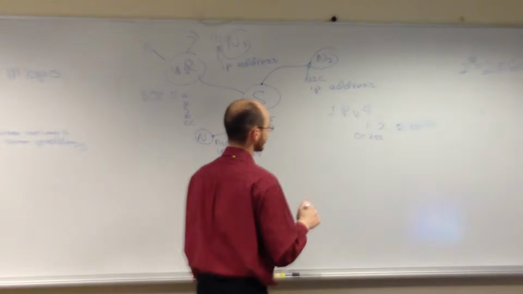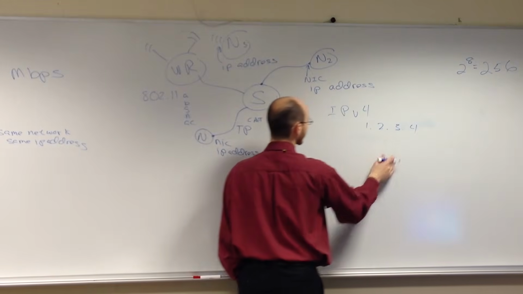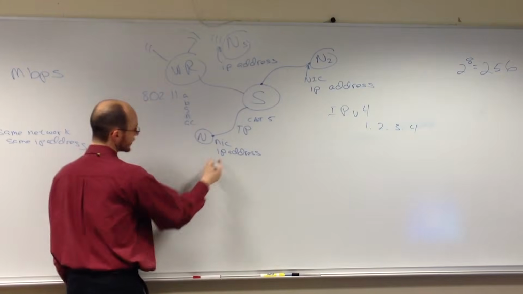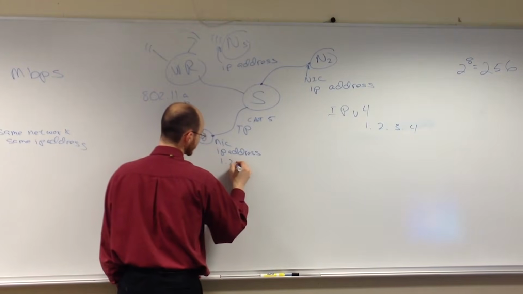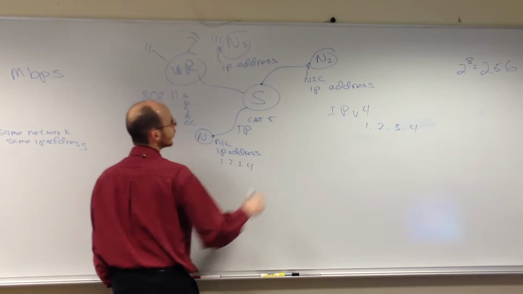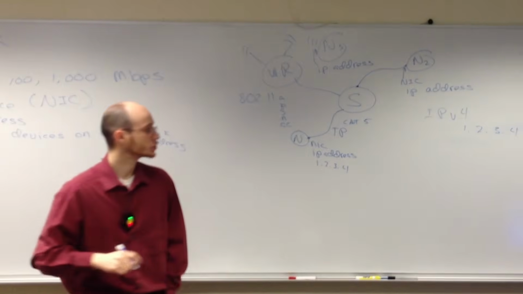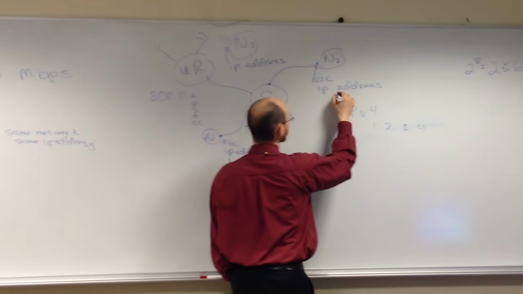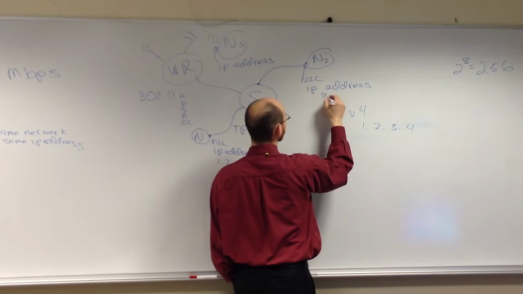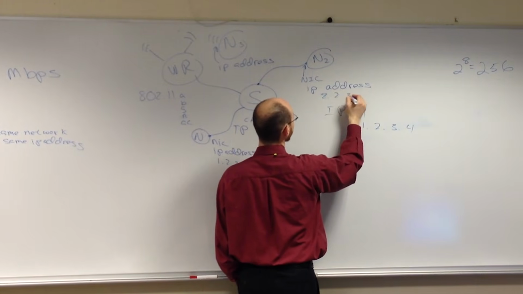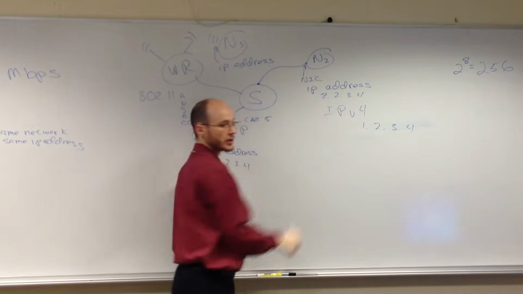The next thing. How do I determine if this computer's IP address is 1.2.3.4? What do I make this computer's IP address? Should I do 2.2.3.4? Because the next number after 1 is what?